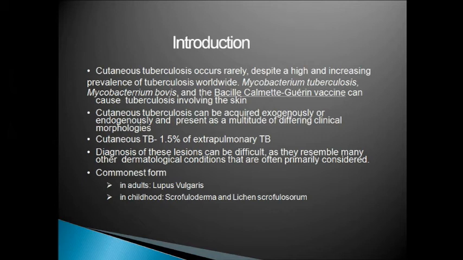In adults, if they ask what is the most common type of TB found, you say lupus vulgaris. In children, you say scrofuloderma or lichen scrofulosorum. In cases of all population, including adults and children, again it is lupus vulgaris. So lupus vulgaris is very, very common in comparison to other types of cutaneous tuberculosis.